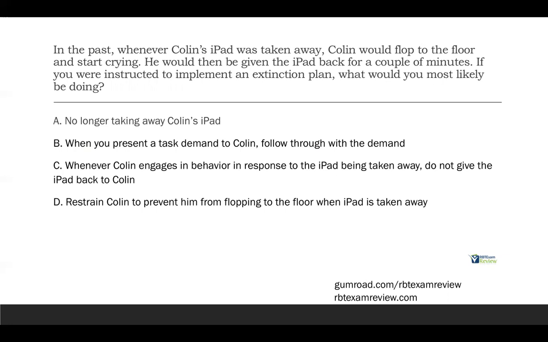Okay, so A, no longer taking away Colin's iPad. An important thing to remember about extinction is if we prevent the behavior we're trying to put on extinction from happening, we're not delivering extinction. In order for extinction to work and be effective, the client must be able to engage in the behavior you want to put on extinction. If we prevent Colin from engaging in behaviors, we'll never be able to put it on extinction. So A is out. Same with D, restrain Colin to prevent him from flopping to the floor.